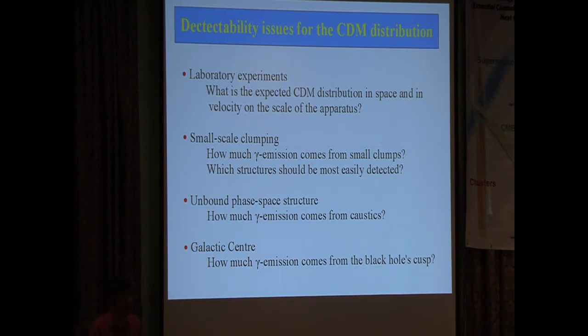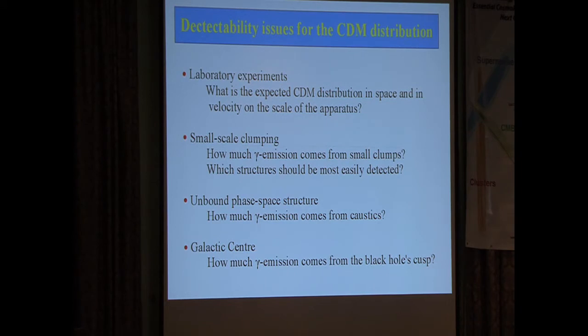For the indirect detection issues, you need to know how clumpy the distribution is. Because if you take something which is smooth on the large scales, and then on small scales it's broken up into little clumps, then the mean density over large scales is lower than the density inside the clumps. And because the annihilation radiation depends on the density around each individual particle, if you clump things, the annihilation signal goes up. So in order to predict the annihilation signal, we need to understand the small scale clumping of the dark matter all the way down to the smallest scales.